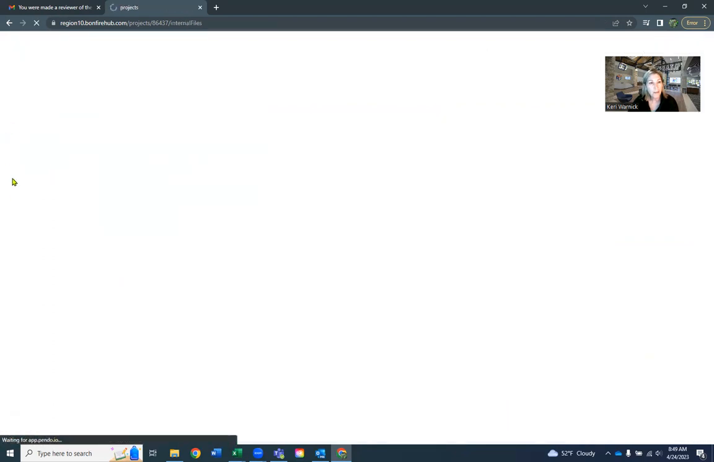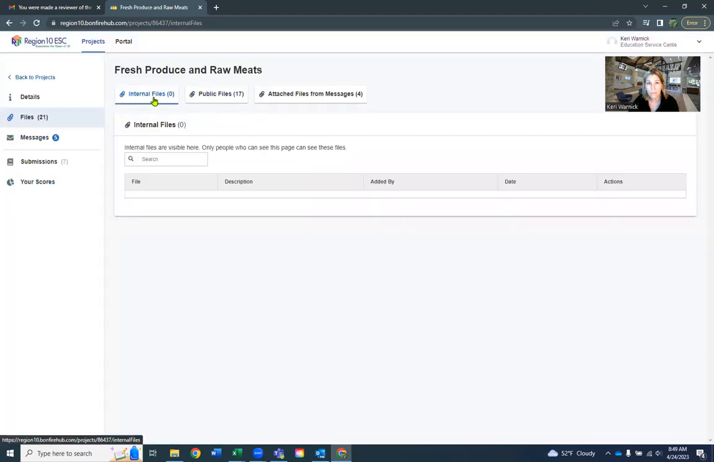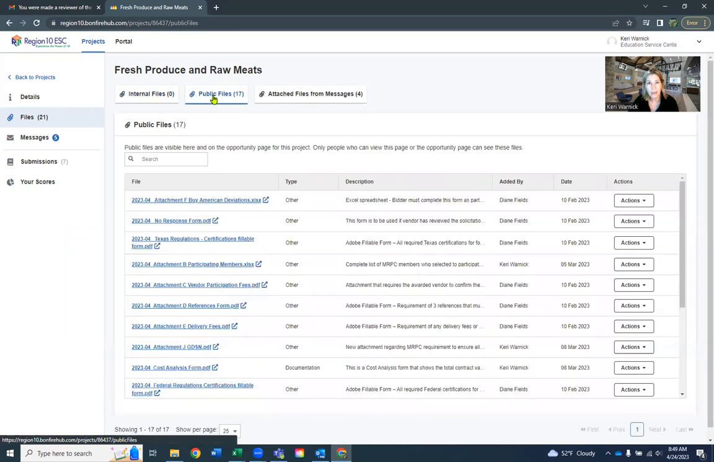So over here in the left navigation panel, there are several things you can click on. So files are the documents that Multi-Region Co-op created. And we didn't have any internal files. We typically never do that, but the public files. This is what the vendors downloaded and were required to complete and then upload and submit for a successful bid response. So if you wanted to take a look at all the documents that we create, that's fine. Not super important for this particular situation, but just know that those are there.